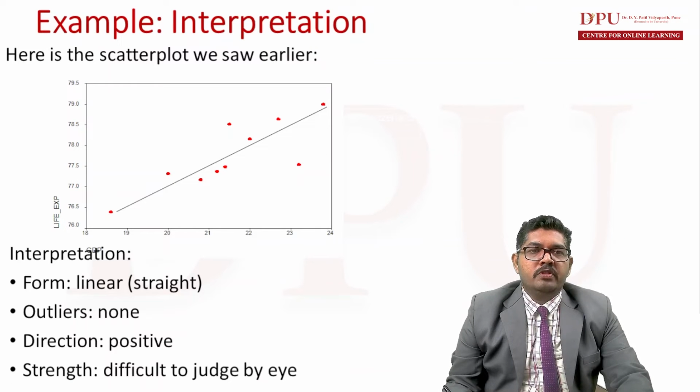Then we have one more scatter plot here. Here is the scatter plot we saw earlier. From this scatter plot we can say that there is a linear relationship between the variables. There is no outlier. The direction is positive, right? So this is a positive sloping line, an upward sloped line from left hand side to the right hand side. Strength is difficult to judge by naked eye. So we cannot judge the strength of the scatter plot by eye only, and this is one of the important drawbacks of a scatter plot.